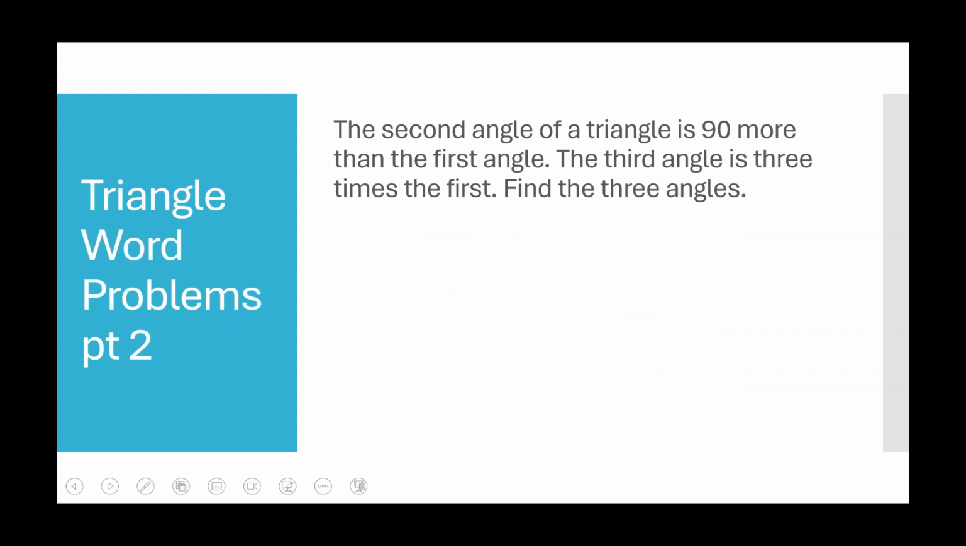Similar, different. Let's keep going. First angle, second angle, third angle equals 180. The second angle of a triangle is 90 more than the first angle. So if this one was x, this one's x plus 90. The third angle is 3 times the first. The first was x, so 3x.